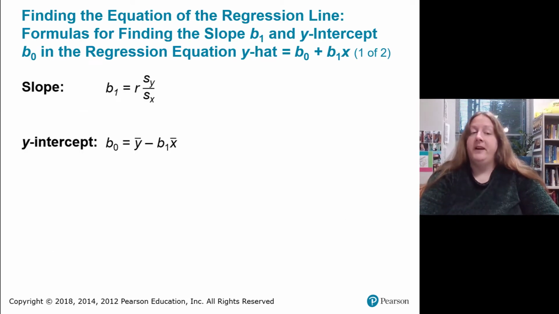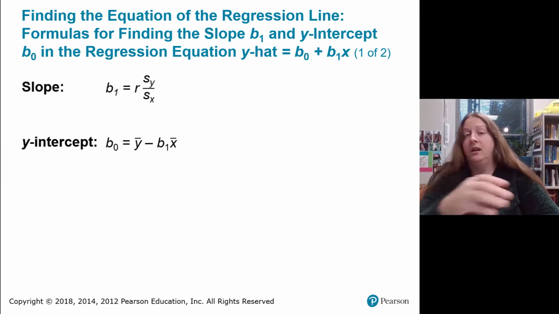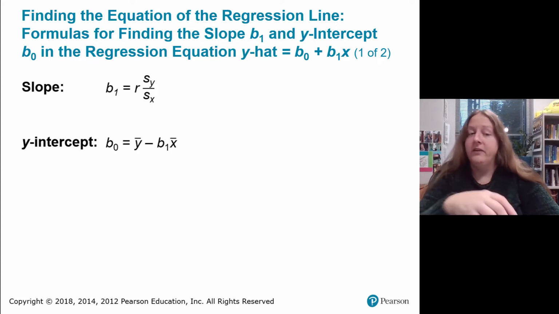If we want to find the equation of a regression line, we need to find the slope and the y-intercept. To calculate the slope, we use b sub 1 equals our correlation coefficient r times the standard deviation of y divided by the standard deviation of x. When we want to find our y-intercept, we use the slope that we calculated, and we use the mean of the values of x and the mean of the values of y to find our y-intercept value.